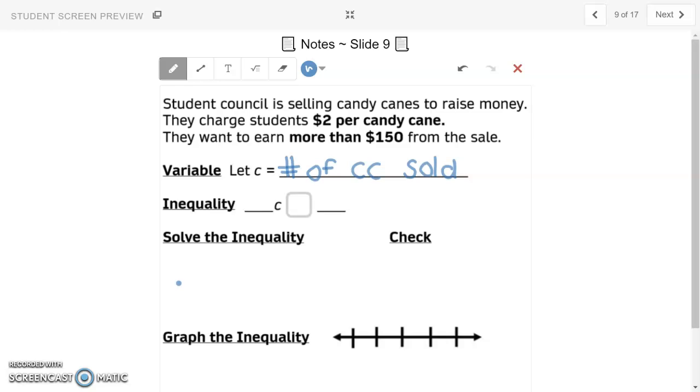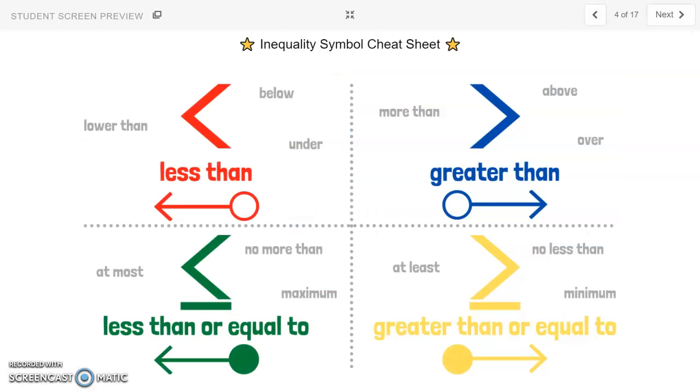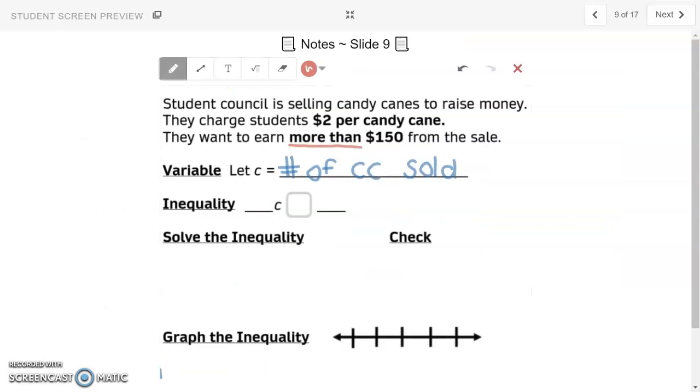And we need to start writing our inequality for this. So they already put the C in there and some blanks, but what's going to go in this shaded box is our symbol. So I see that in the problem, it tells us more than $150. So if we go back to our slide 4, more than tells us we need to use the greater than symbol. So we can put that in.